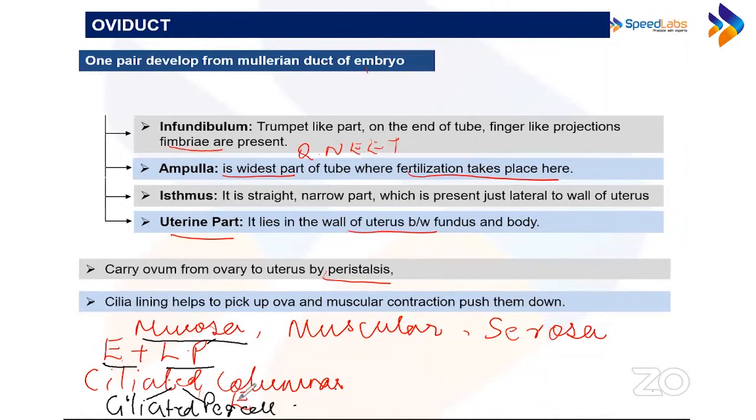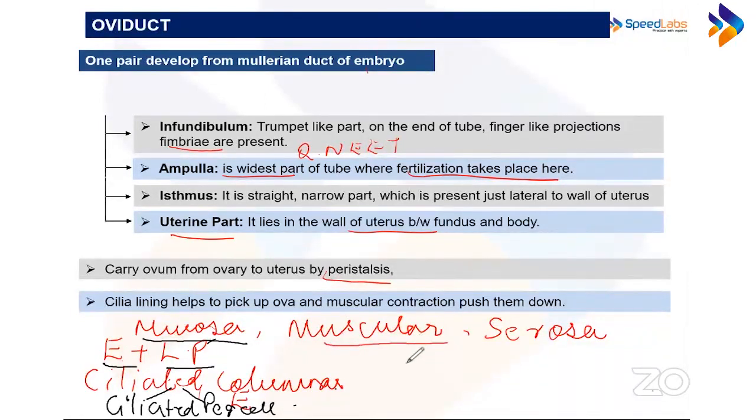Ciliated cells help in movement of the secondary oocyte, whereas peg cells, they have microvilli and they help in providing nutrition. What kind of muscles are present in the oviduct?